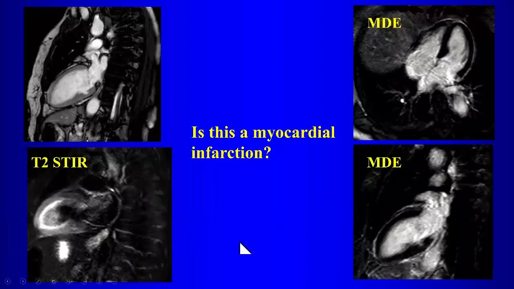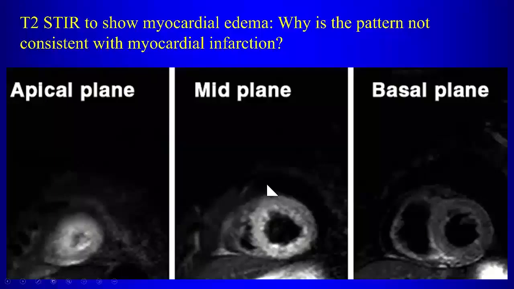What do you see on the T2 weighted image? Correct, there is edema in the apex of the ventricle, and certainly that can be seen with acute myocardial infarctions. What about on delayed enhancement? Is this a myocardial infarct? Yes or no? Can't hear you. No, right, there's no delayed enhancement.